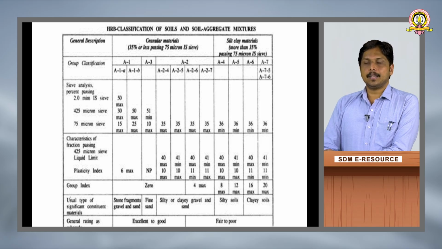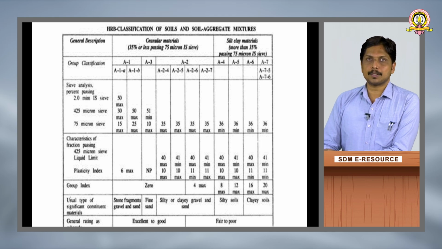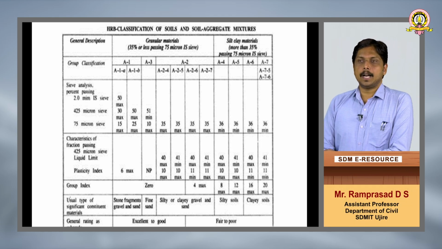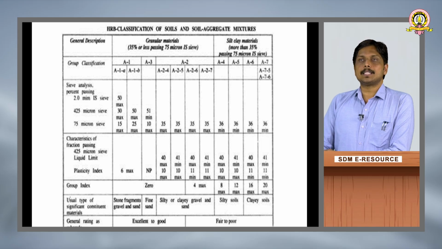the general rating as a subgrade. So, in that usually A1, A2 and A3 are the materials we prefer to use in a subgrade, and A4, A5, A6 and A7 consist predominantly of silt and clay materials, which are not to be used in the construction of subgrade, and that is why they are given the rating of fair to poor. And this is how we can classify the soil under the HRB system of classification. Thank you.